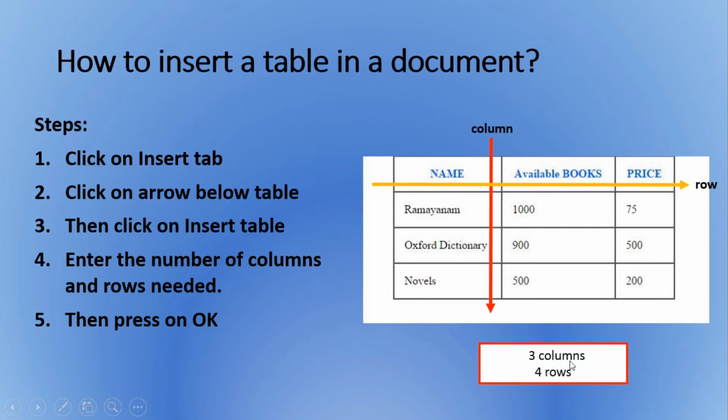How many rows do I have? Rows we see like this. This is row 1, 2, 3, 4. Therefore, I have 4 rows. You can note it down before creating your table. You have 3 columns and 4 rows. Let's do it in a Word document.